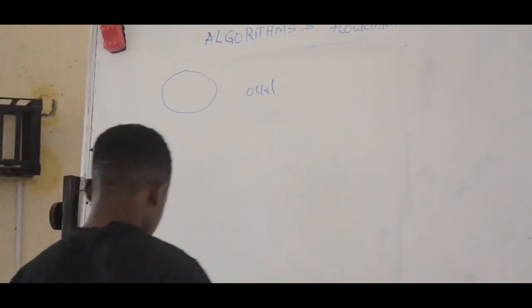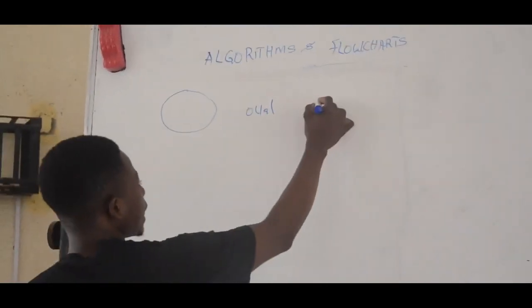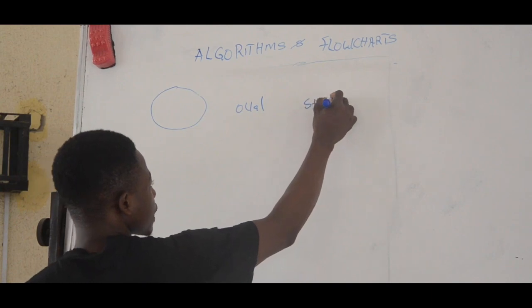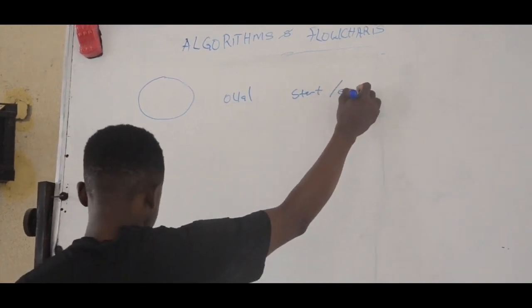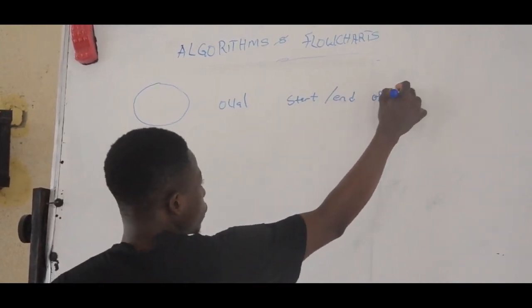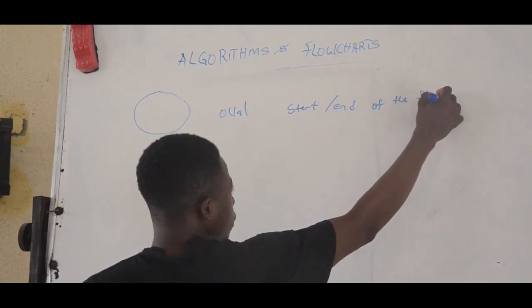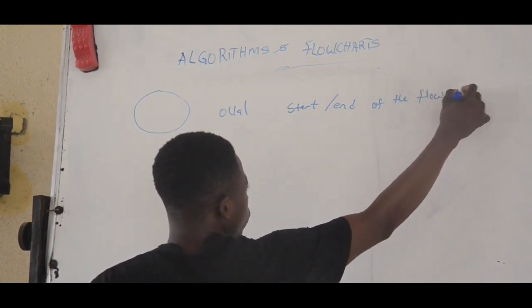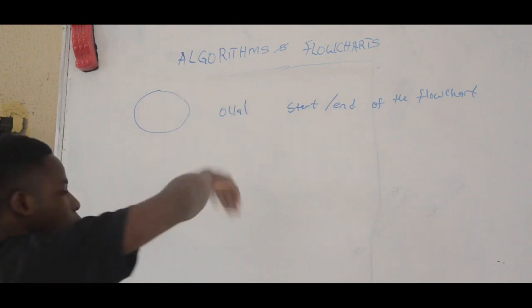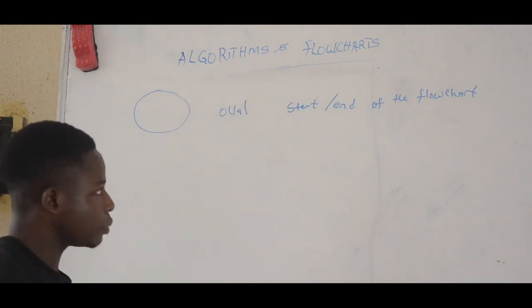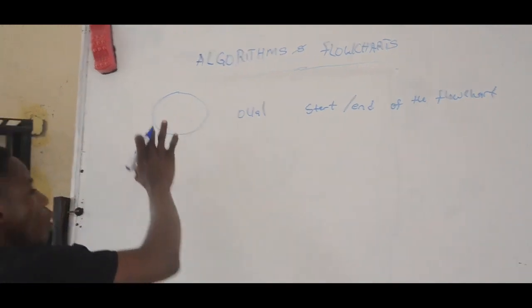So what does it do? It only starts and ends your program. Start or end of the flowchart. The other time when we were writing algorithms, we said step 1 we start, but here you start with your oval shape.